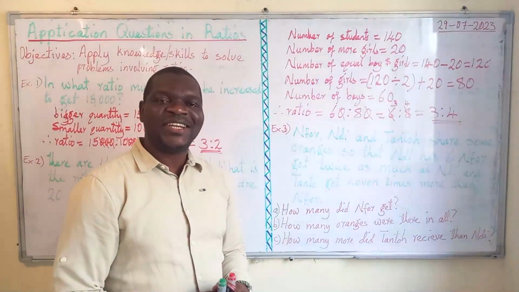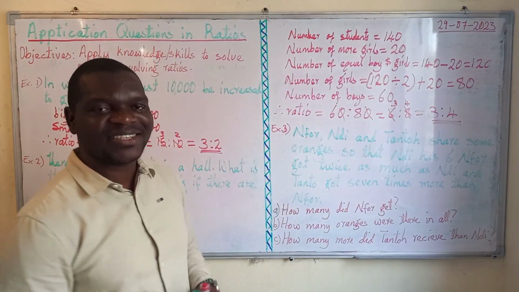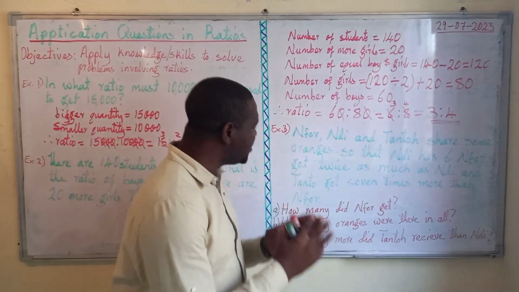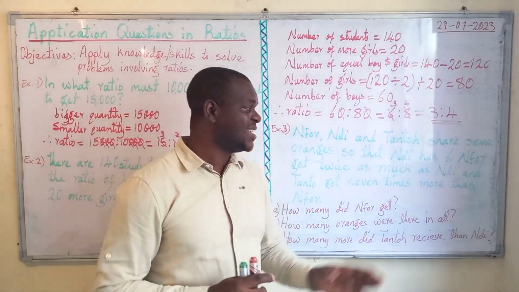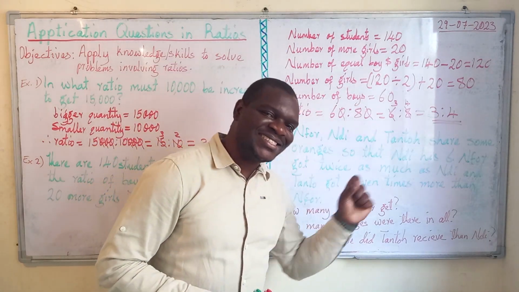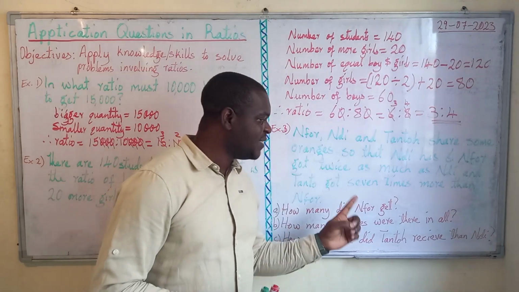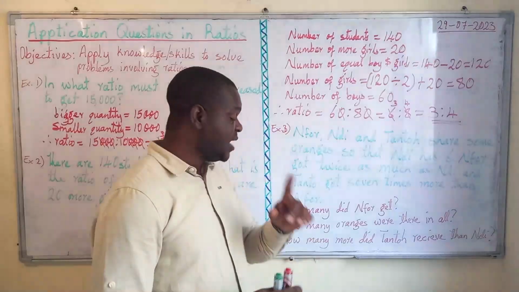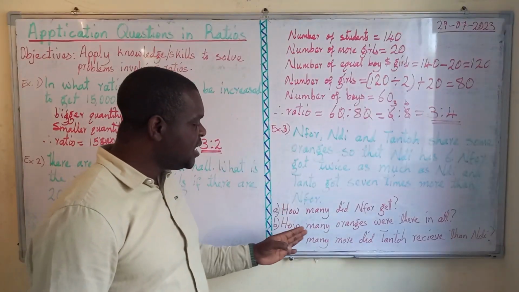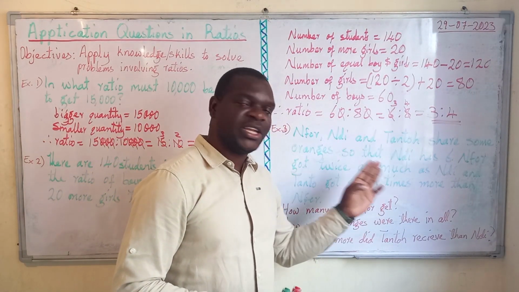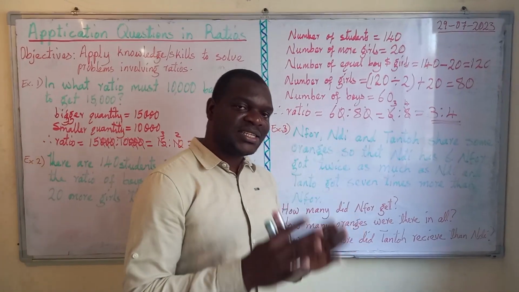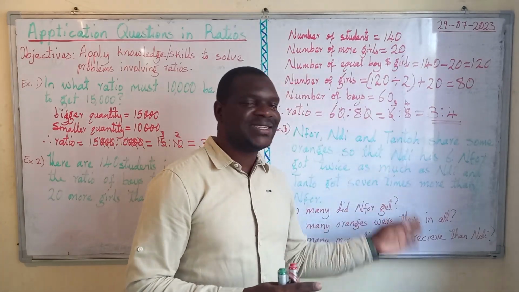Here is our third and the last question. It reads as thus. Mfo, Ndi, and Tanto shared some oranges so that Ndi has 6 oranges. Mfo got twice as much as Ndi, and Tanto got 7 times more than Mfo. Now the first question is, how many did Mfo get? B, how many oranges were there in all? And the last question under this is, how many more did Tanto get or receive than Ndi?